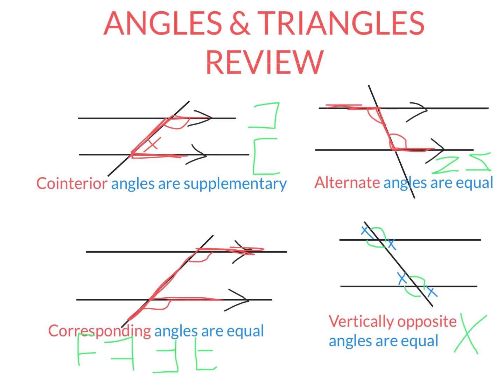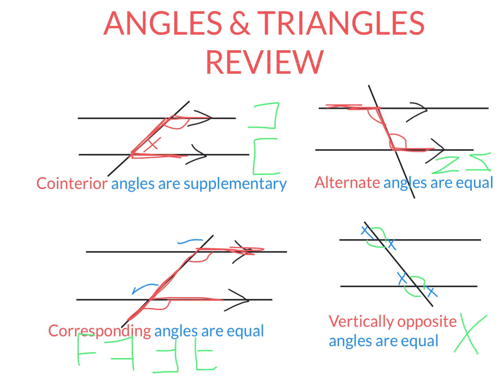Corresponding angles are also equal. They make an F shape. So this angle here and this angle here, they're equal because they're corresponding. But the F shape can be back to front or it can be upside down. So this angle here and this angle here, they are corresponding. These two angles here, this one and this one, they would be equal. They are corresponding.